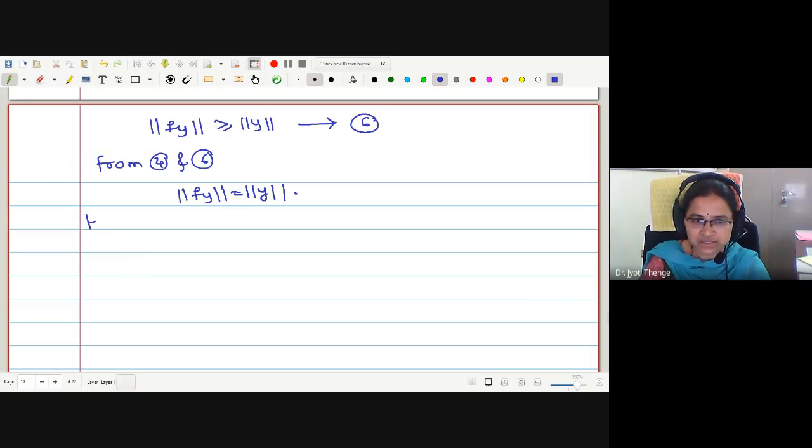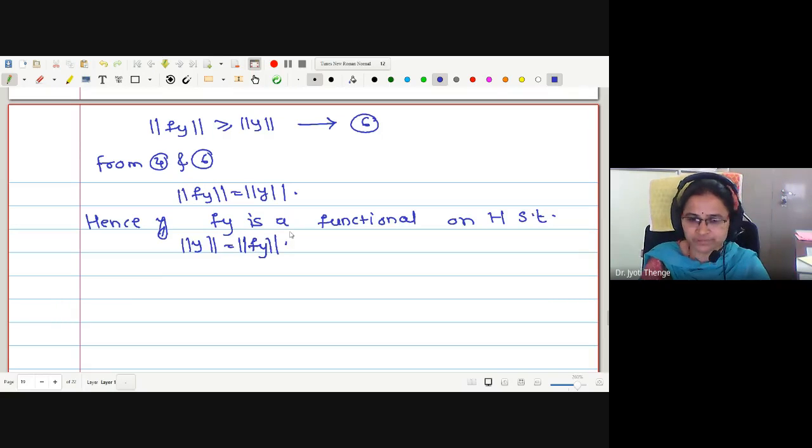Hence f_y is a functional on the Hilbert space H such that norm of y is equal to norm of f_y. Any doubt with this?